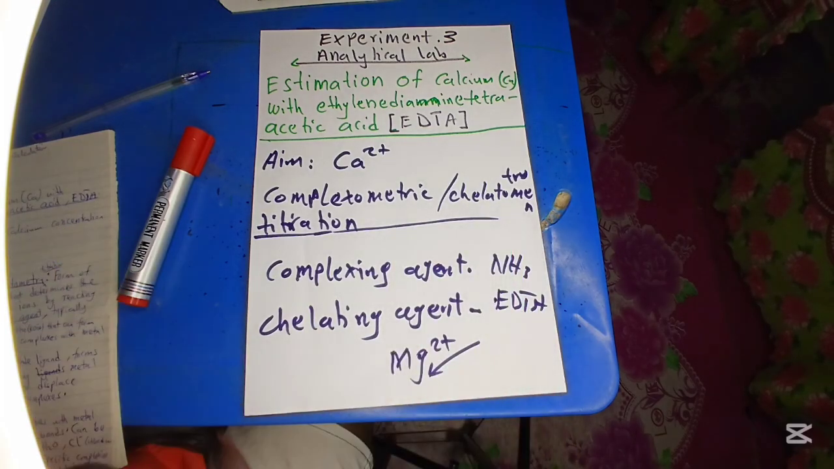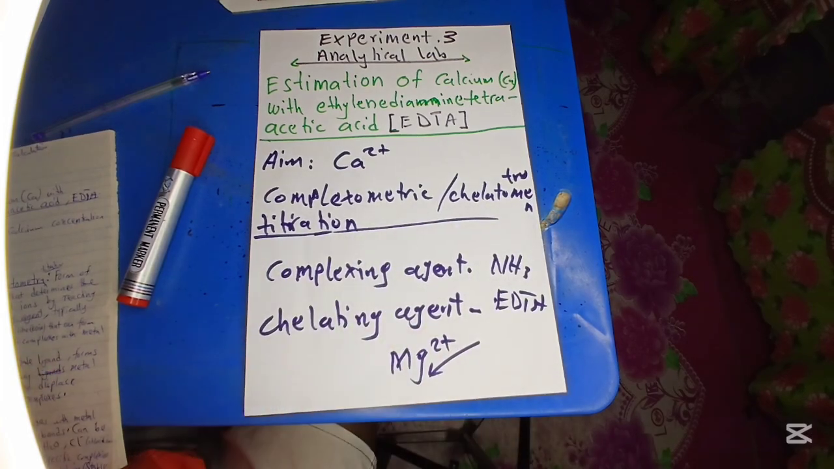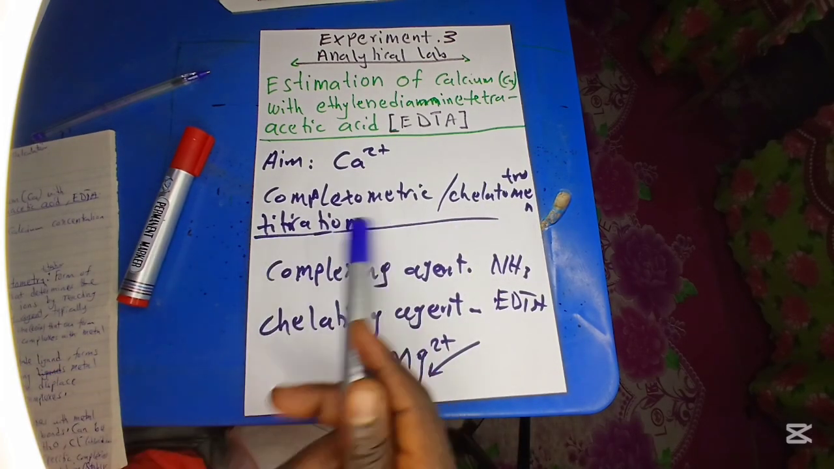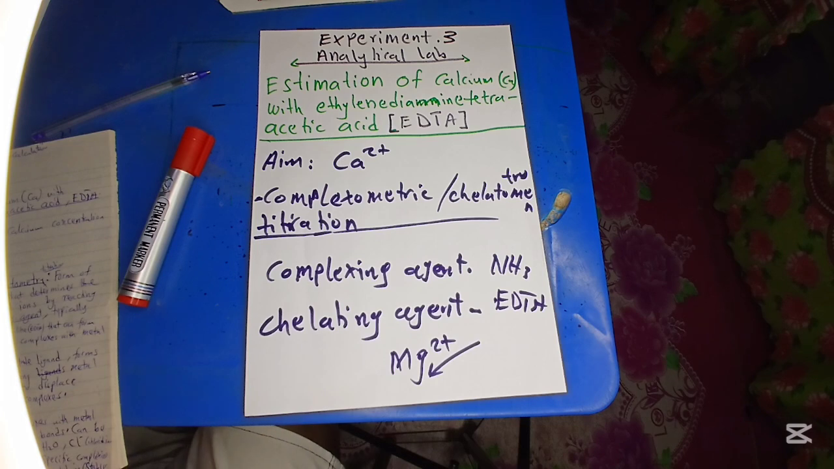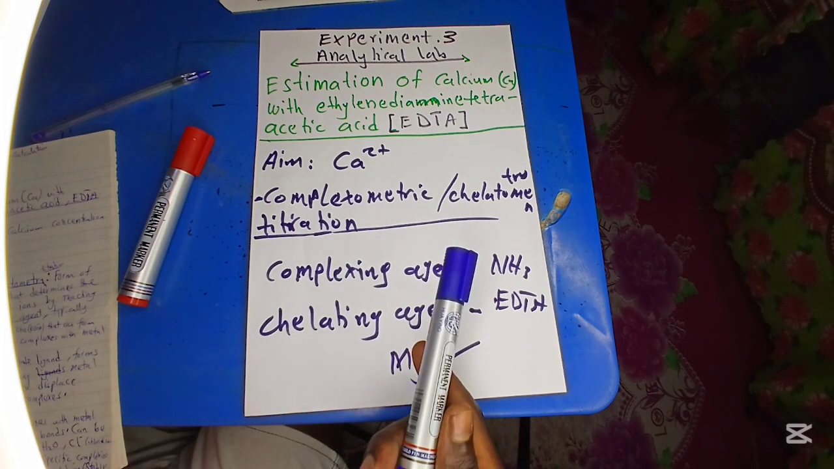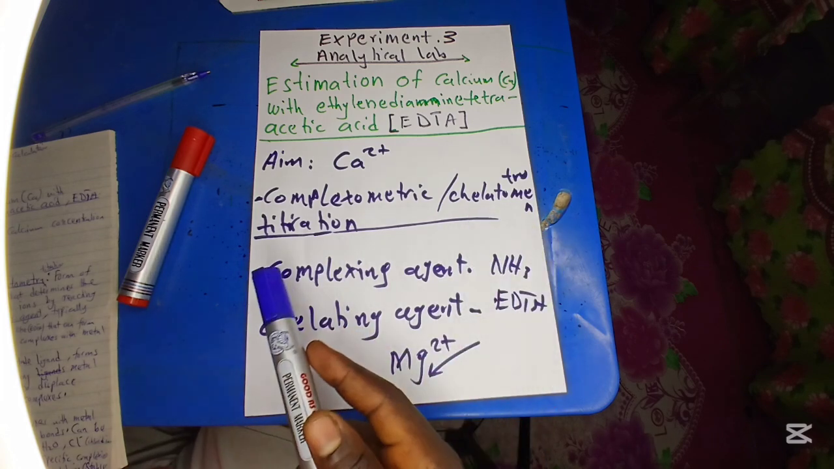And the method that we are using in this experiment is complexometric or chelatometric titration. And what is this? You have to understand this. It's a form of volumetric analysis that determines the concentration of metal ions by reacting them with a complexing agent.